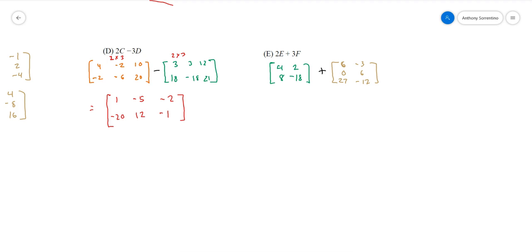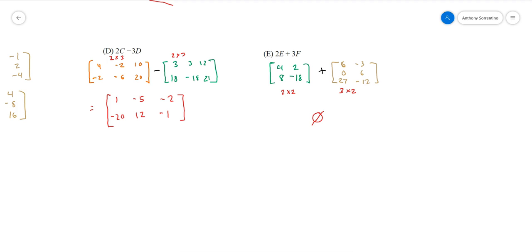But as I look at these in more detail now, this is a 2 by 2 matrix. This is a 3 by 2 matrix. They don't have the same dimensions, so this would have no solution. And so those are the operations for addition, subtraction, and scalar multiplication.